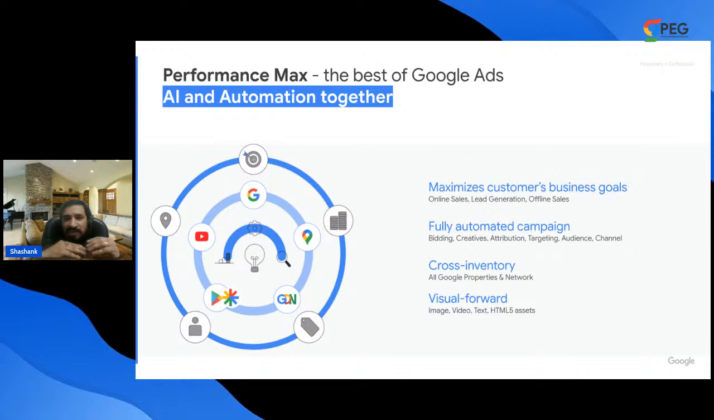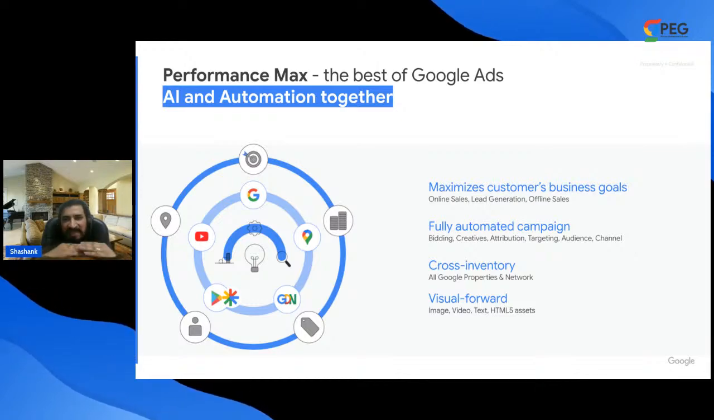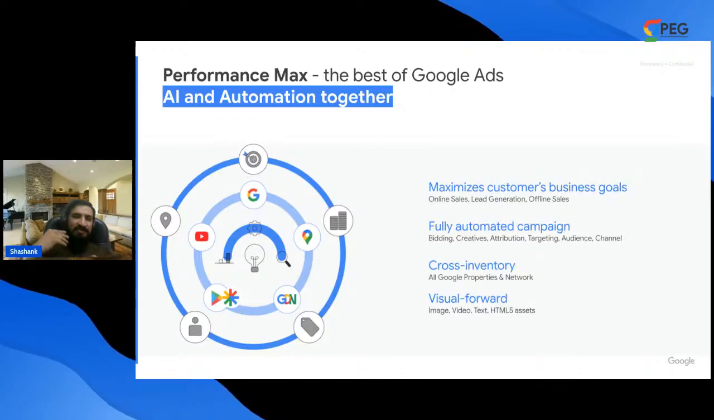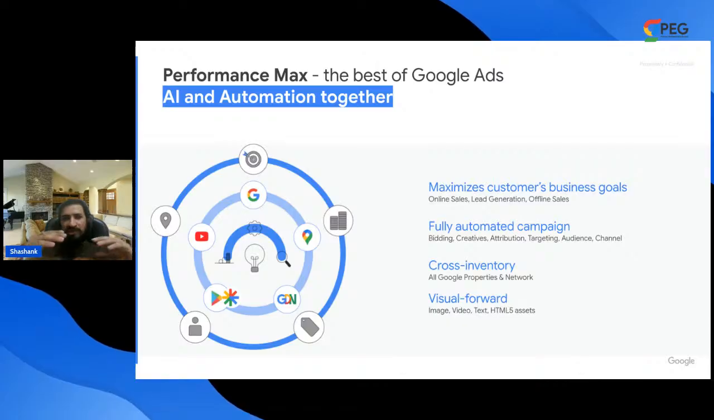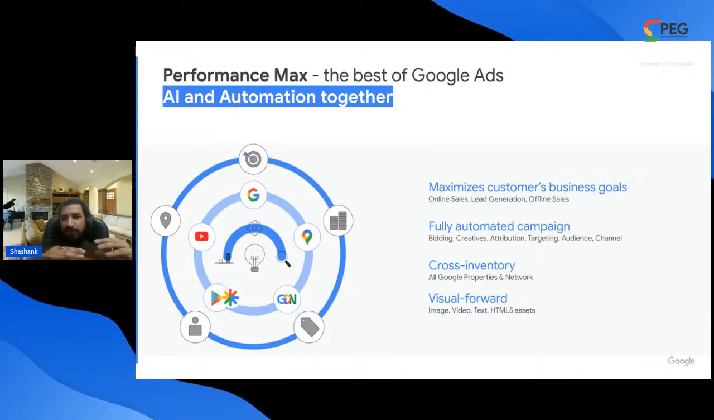Now, why is Performance Max so important? It tries to maximize your business goals. Say you have an e-commerce brand and you want to increase your product sales online. You want to target as many consumers as possible and grow your product revenue. That's, say, a latest product launch in the market, and you just want to grow its revenue.